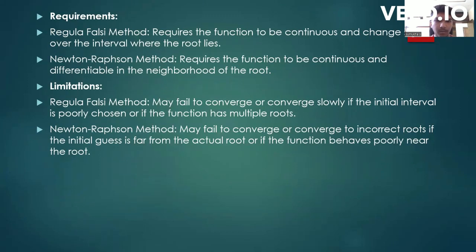Limitations. Regula falsi method may fail to converge or converge slowly if the initial interval is poorly chosen or if the function has multiple roots. Newton-Raphson method may fail to converge or converge to incorrect roots if the initial guess is far from the actual root or if the function behaves poorly near the root.